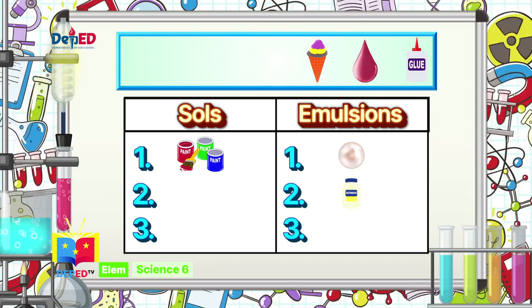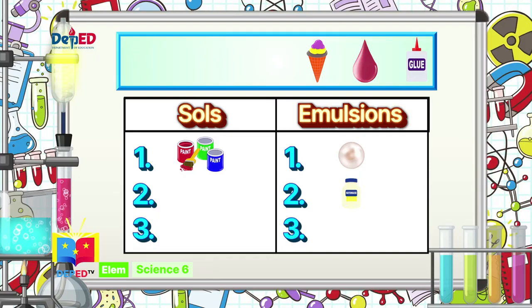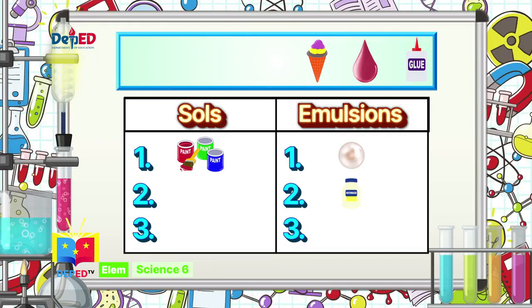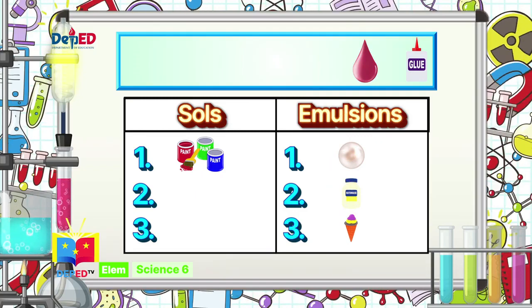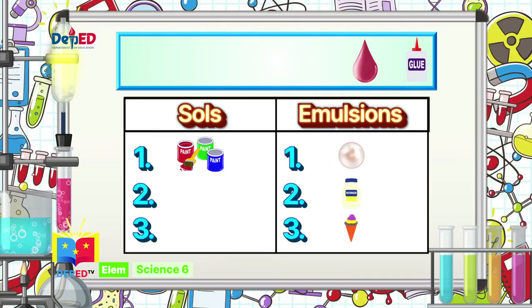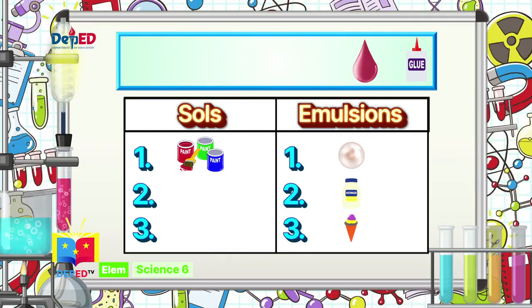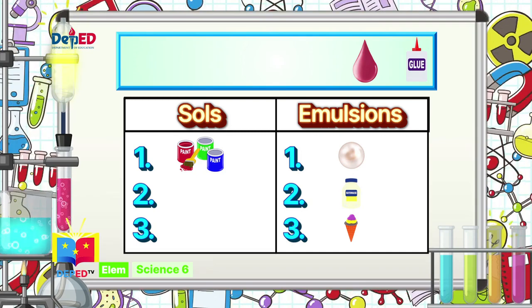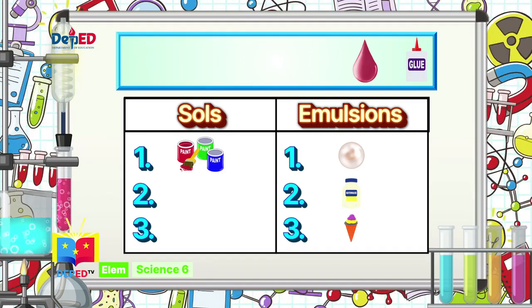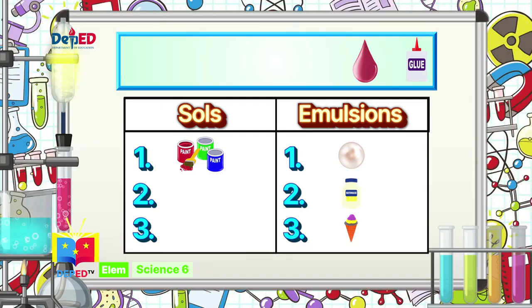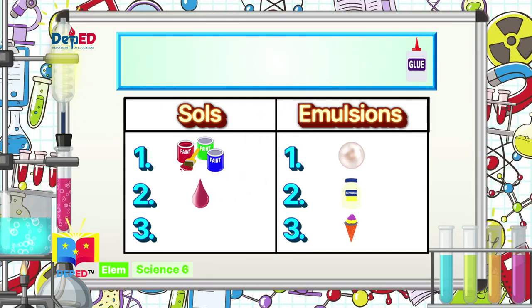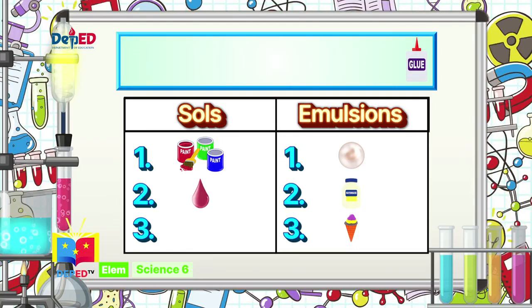Where should we put ice cream? In Sol's column or Emulsion's column? Great! It's in the Emulsion's column. Where should we put blood? In Sol's column or in Emulsion's column? Very good! It is in Sol's column.